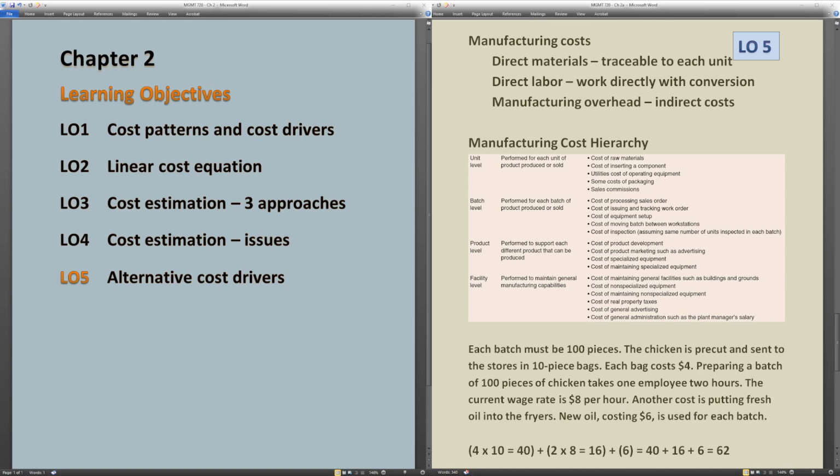So here, the second part of the equation, one employee, it takes 2 hours times $8 an hour, or $16. And then it says each time we run a batch, we have to put new oil in it. So we have $6 for new oil for each batch. So what would be the total cost? The total costs are going to be the 10 bags of chicken, the 2 hours of labor, and the one jug of oil. All of those things go into making up one batch of chicken. So 40 plus 16 plus 6 equals 62. And if I were to divide that by the 100 pieces of chicken, it would be 62 cents.